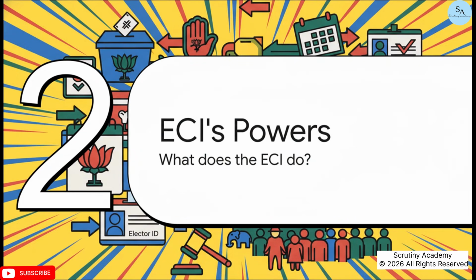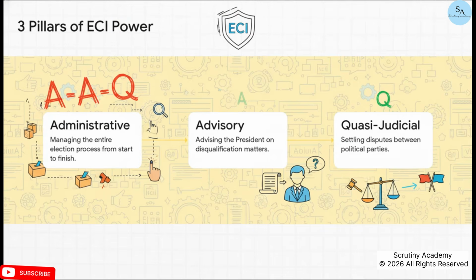So now we know who they are, but what do they actually do? This next part about the ECI's powers and functions is absolutely crucial for those long answer questions, so you'll want to pay close attention here. And to make this super easy to remember when you're sitting in that exam hall, I've got a little memory trick for you. Just remember AAQ. The ECI's powers fall into three main buckets: administrative, advisory, and quasi-judicial. AAQ. Got it? Okay, let's break that down.